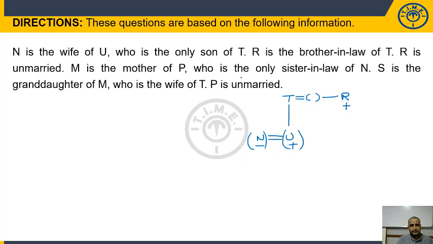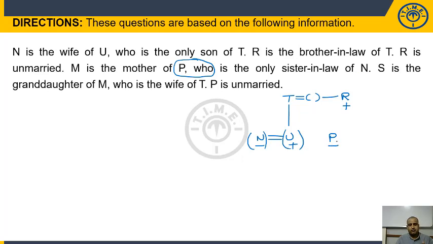Let's see later who that is. We are talking about P, the second person. P is the only sister-in-law of N. N is already here. So P is the only sister-in-law.